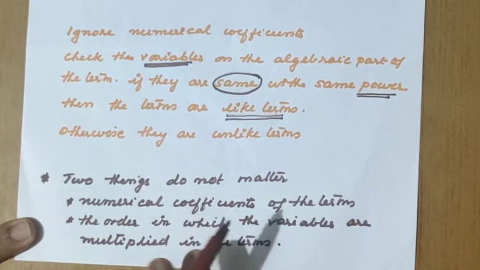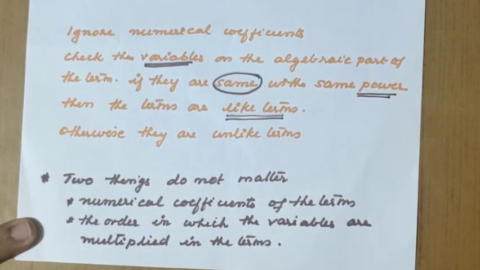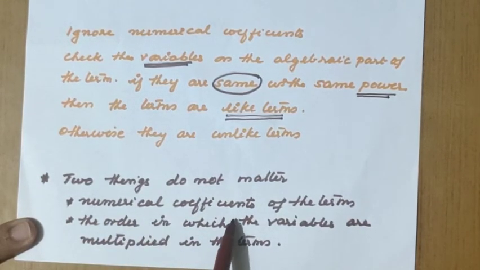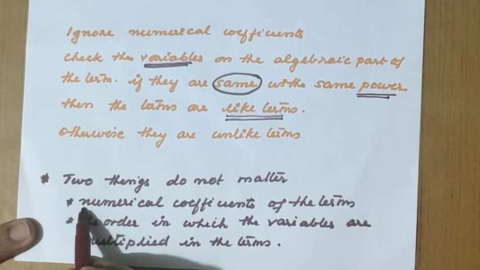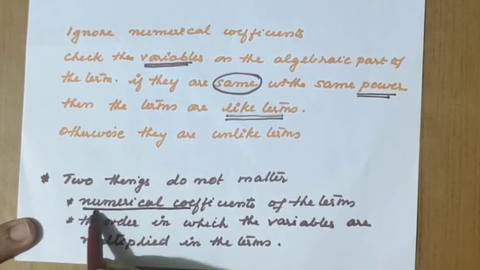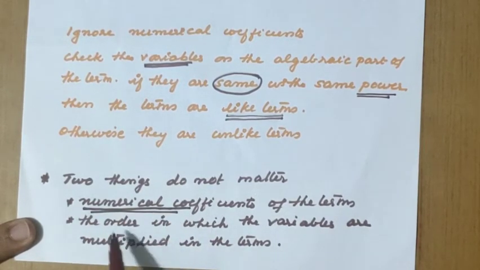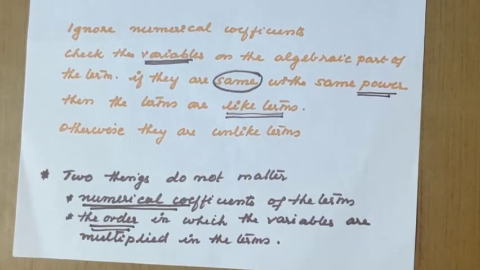Now two things do not matter. We can neglect these two things: the numerical coefficient of the term, and the order in which the variables are multiplied. I told you this already while doing the expansion. What should we neglect? The numerical coefficient and the order. So like terms, you should realize the concept correctly. Then only we can learn about addition and subtraction of algebraic expressions easily.